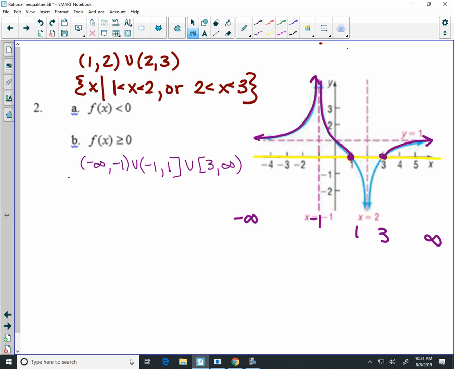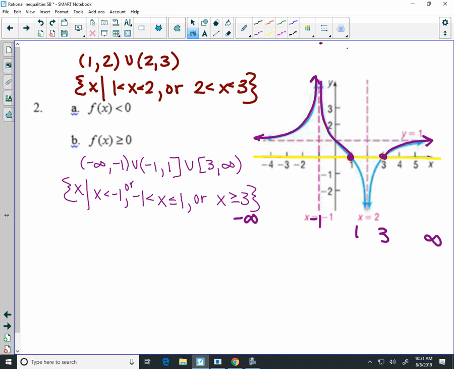Awesome. Now let's do set notation. So x is less than negative 1. We're between negative 1 and 1. Greater than negative 1, less than or equal to 1. We need to have ors in here. And then x is greater than or equal to 3.